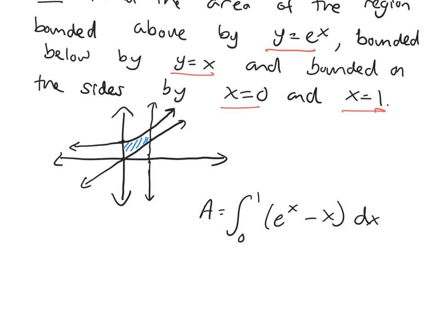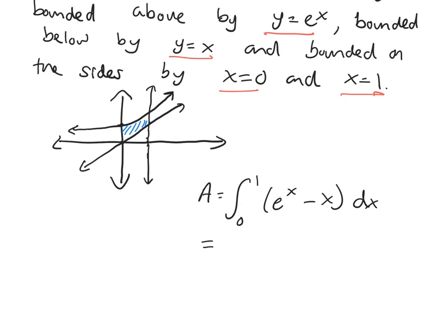If for some reason you do switch these and put them in the wrong order, you're going to get a negative number for your answer, which won't make sense because area should be positive. So it's telling you that you put them in the wrong order.